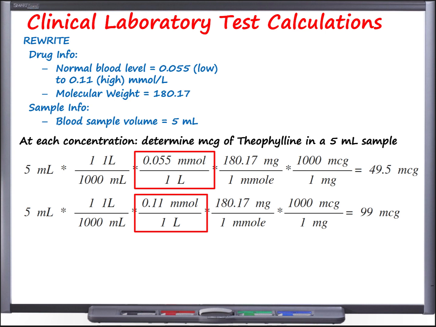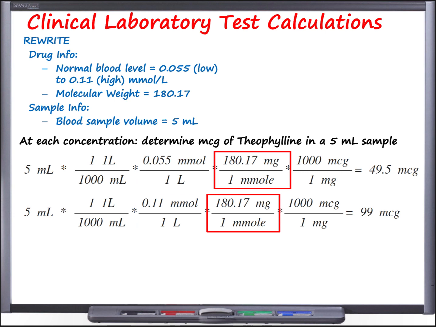The next step will be to convert millimoles to milligrams. We need to go from the number of molecules, i.e. moles, to the amount of weight. To convert moles to grams, or millimoles to milligrams, you'd use the formula weight. So what I'm going to do is keep everything in milli. I'm going to multiply by the fact that there is 180.17 milligrams for every 1 millimole. That's just the formula weight in milligrams over the 1 millimole. So you can see the units of millimole will cancel, and now I will be in milligrams.